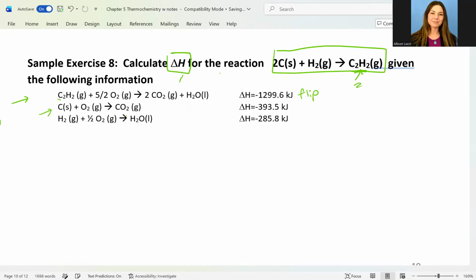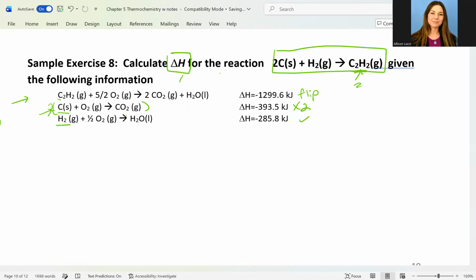Let's look at this second one here. So carbon is in the final overall equation, but there's 2 of them. So I'm going to multiply everything in this equation by 2. I'll just make a note over here. And then this last equation, H2 looks good. It's on the right side, so I'm going to just leave it alone for now. So I'm just going to put a check here and say that I'm going to leave my equation 3, we'll call it, alone. So let's make these changes.